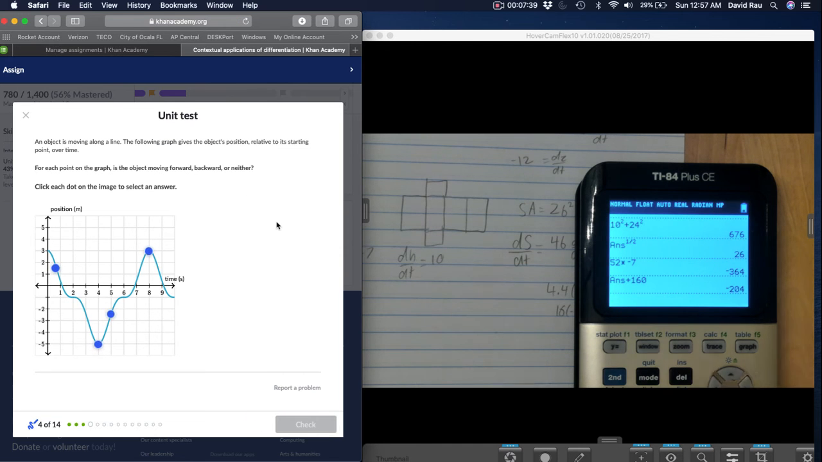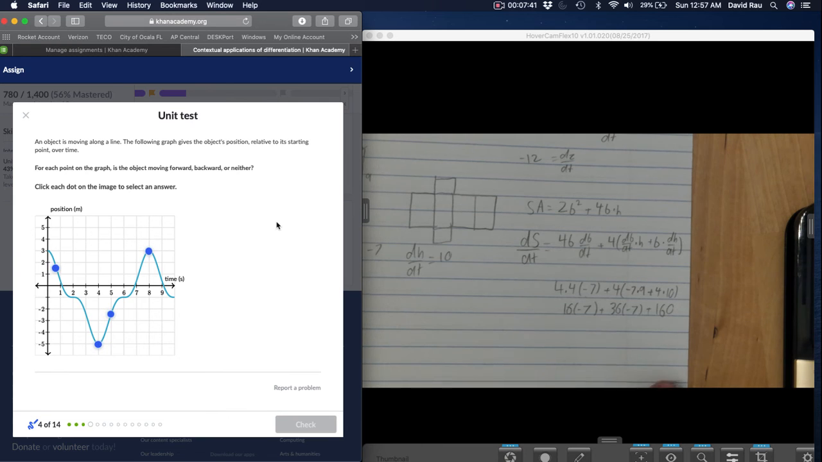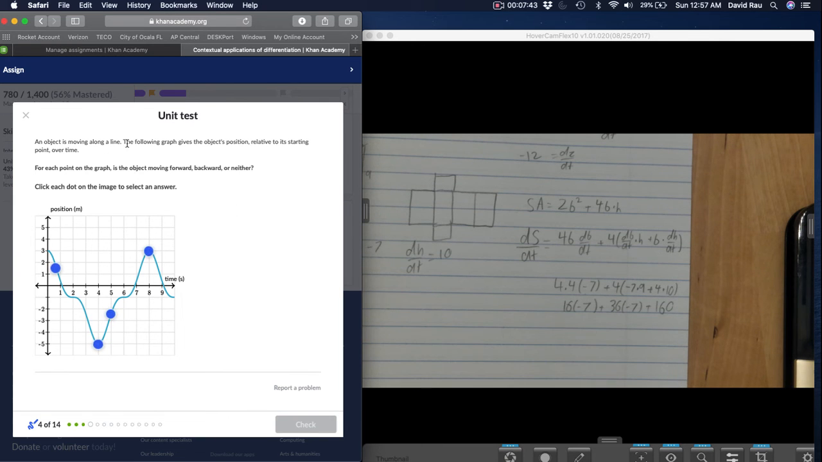Alright, up next, an object is moving along a line. The following graph gives an object's position relative to its starting point, and we need to figure out whether the object is moving forward, backward, or neither. And so the idea is, if an object is moving forward, then its velocity should be positive, right? And if an object is moving backward, its velocity should be negative.